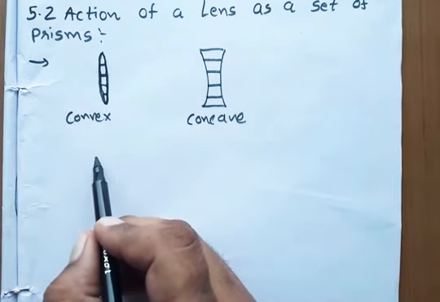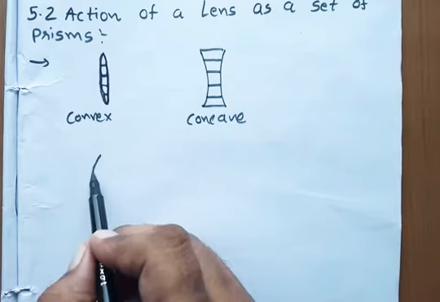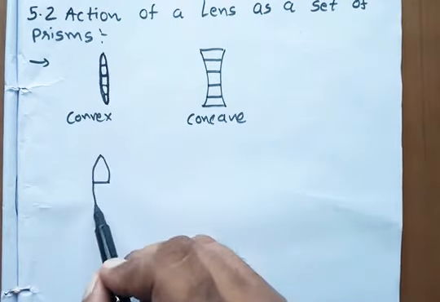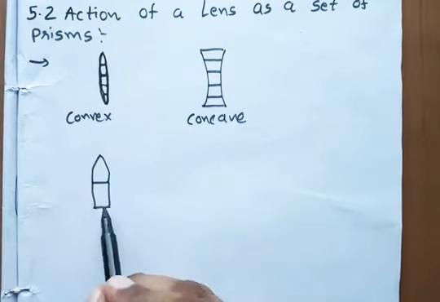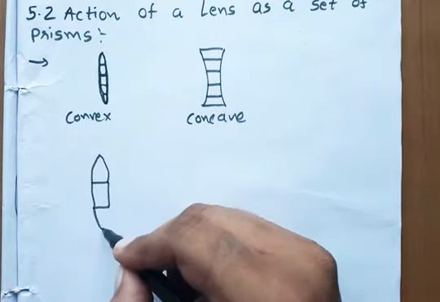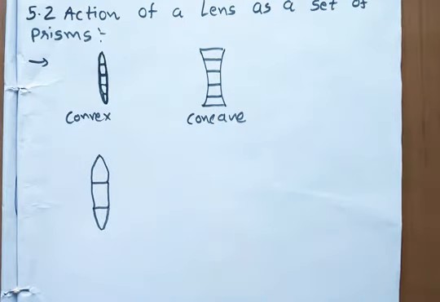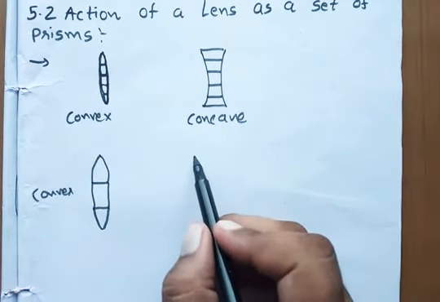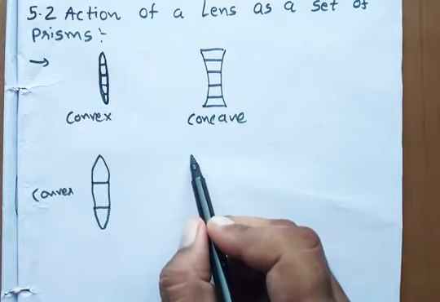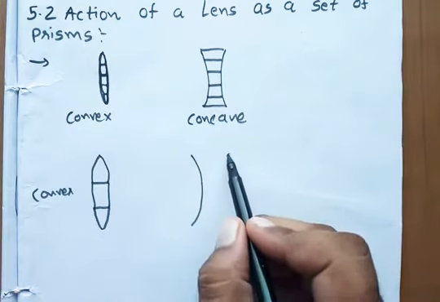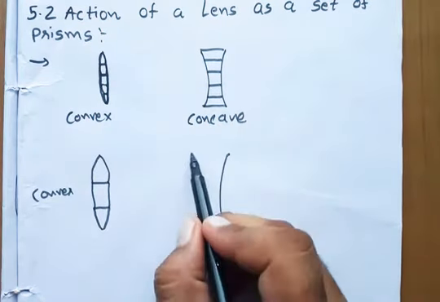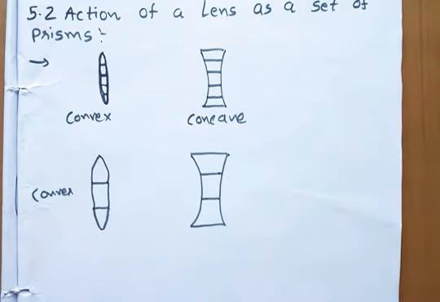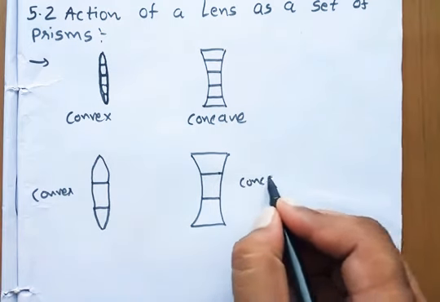We get first the convex lens like this, then the middle portion is just rectangular, and then like this. This is again convex. And similarly concave like this. So it has three parts in it. So this is again concave.